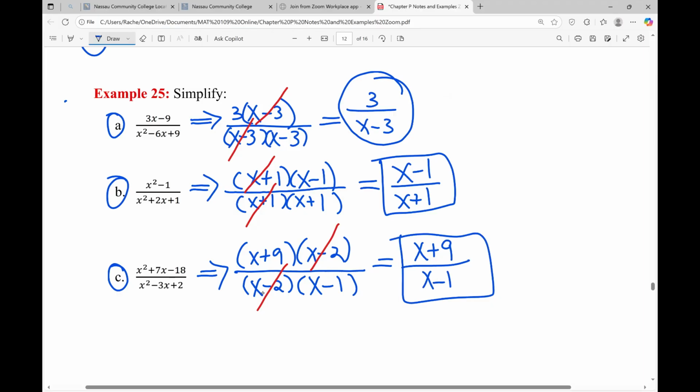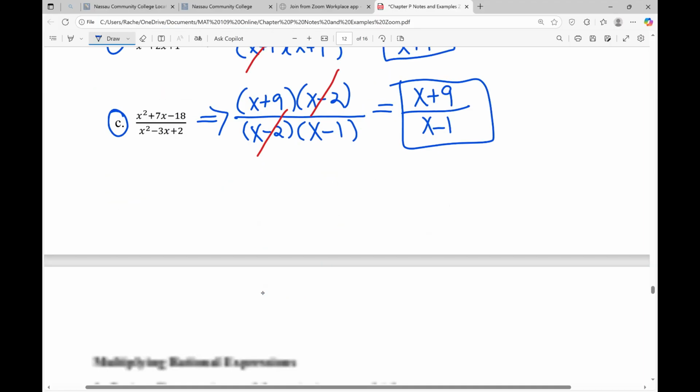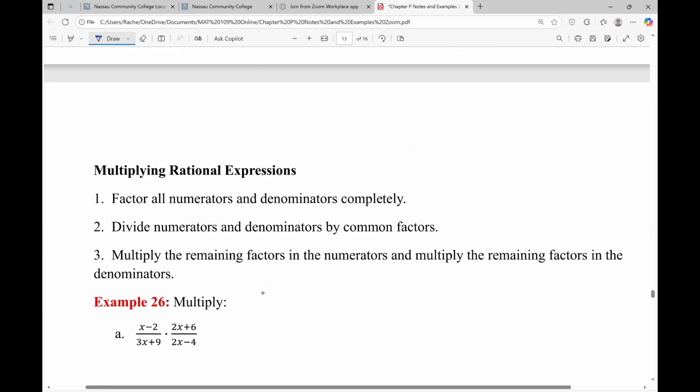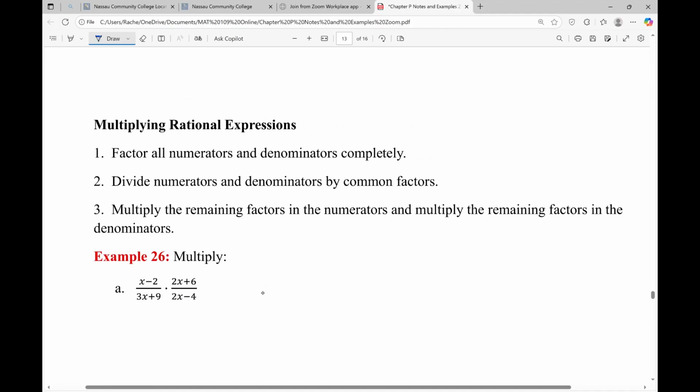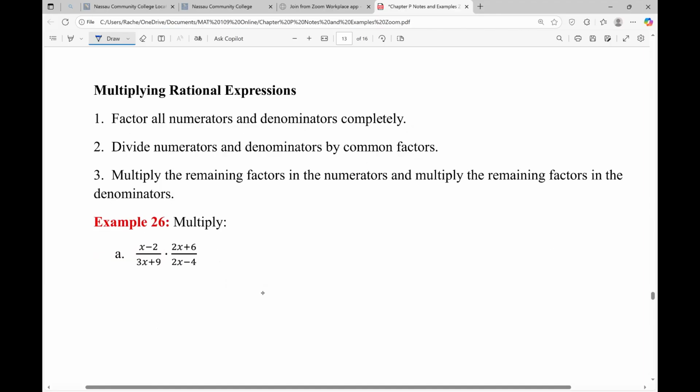So that's how we simplify rational expressions. We could also perform multiplication, division, adding, and subtracting on our rational expression. So the first thing that we're going to do is multiply rational expressions.